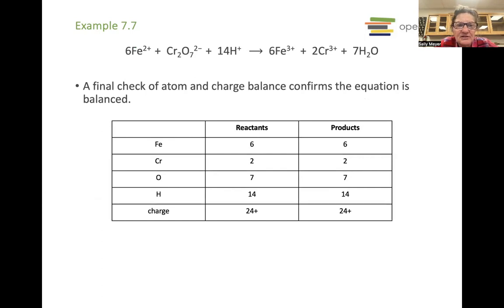Okay, so now we want to do the final check of the charge and atom balance. So we have 6 atoms of hydrogen on the reactant, 6 on the product, chromium, 2 reactant, 2 products, oxygen, 7 reactant, 7 products, hydrogen, 14, 14. And the overall charge on each side is plus 24. So that reaction is balanced. Both the charge is the same on each side, and you've accounted for each element on each side.